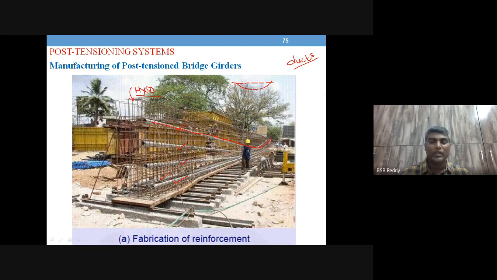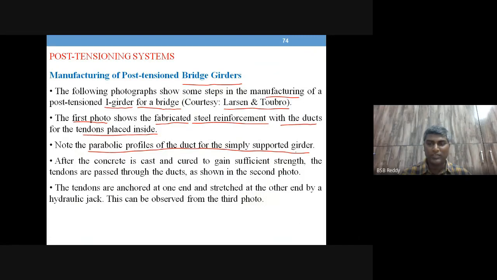Why we use parabolic profiles of the duct for a simply supported girder, we will know with the discussion in the very next section, in unit 2. There is a topic called analysis of pre-stress. In that topic we'll talk about all these cable profiles. For now, understand that for a simply supported girder we'll use a parabolic profile of the high tension steel.